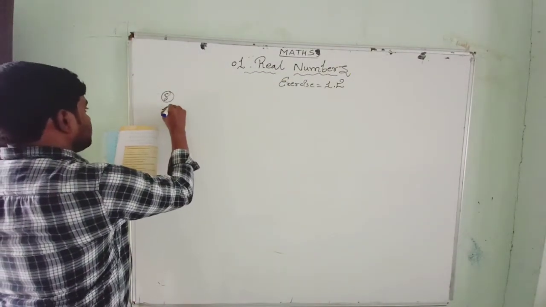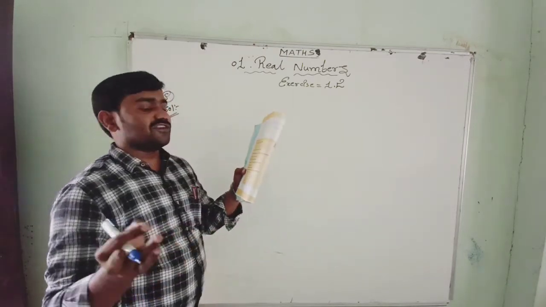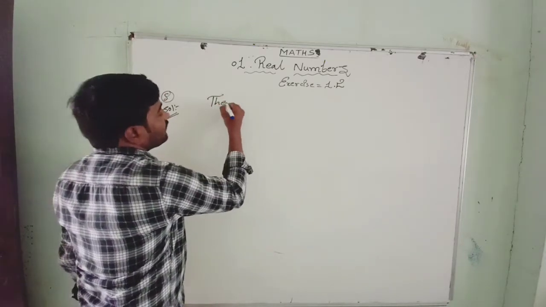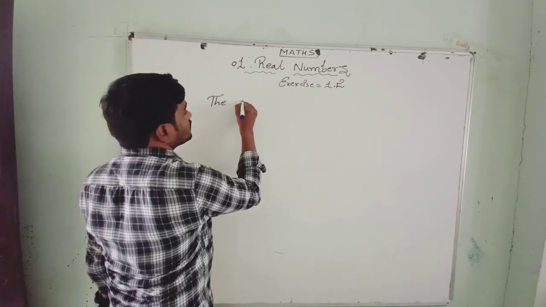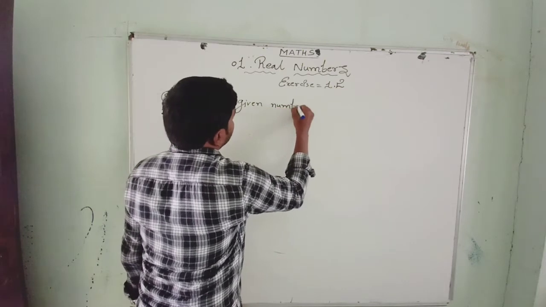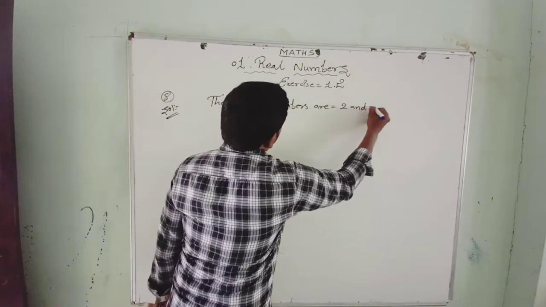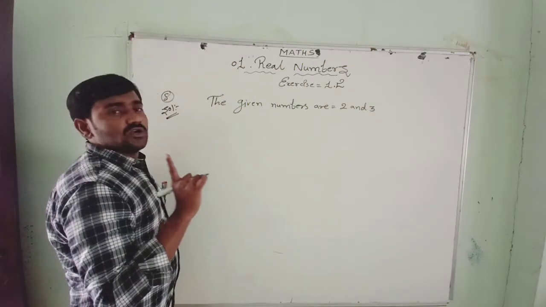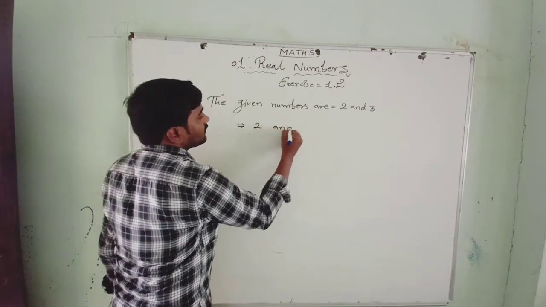8th one, solution. Find at least 2 irrational numbers between 2 and 3. Just before starting the video I told you, find at least 2 irrational numbers. The given numbers are 2 and 3. At least 2 irrational numbers are to be found. So it can be written as 2 and 3.